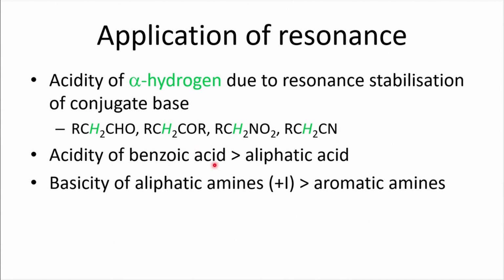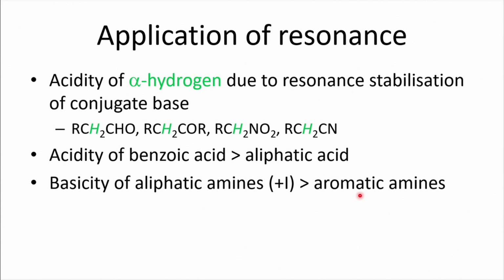And the acidity of benzoic acid is more than that of aliphatic acid. This is also because benzoic acid can have more resonance structures. In other words, when the proton is lost, those contributing structures stabilize the carboxylate by resonance, which leads to more acidity for benzoic acid compared to aliphatic acid. And the basicity of aliphatic amines, especially with the plus I effect, is more than that of aromatic amines. This also is an example of resonance.